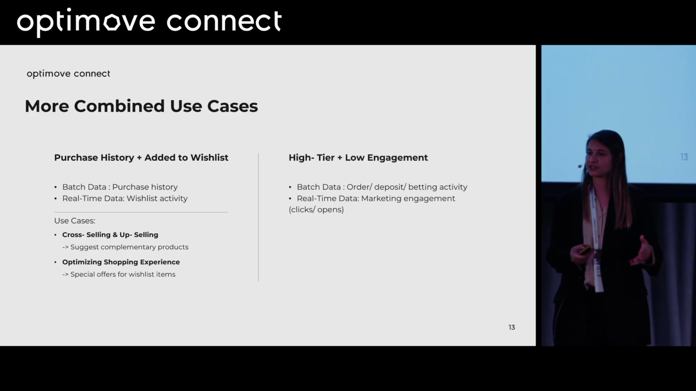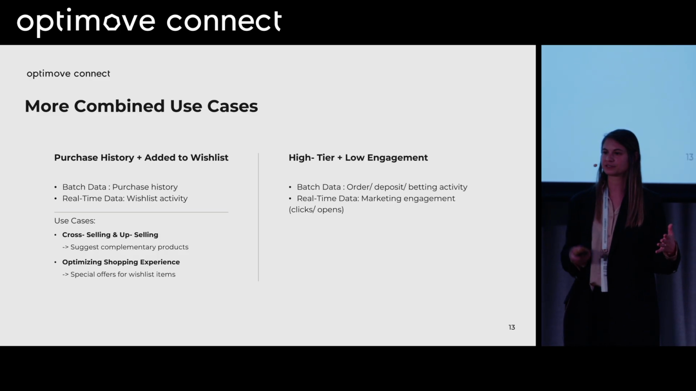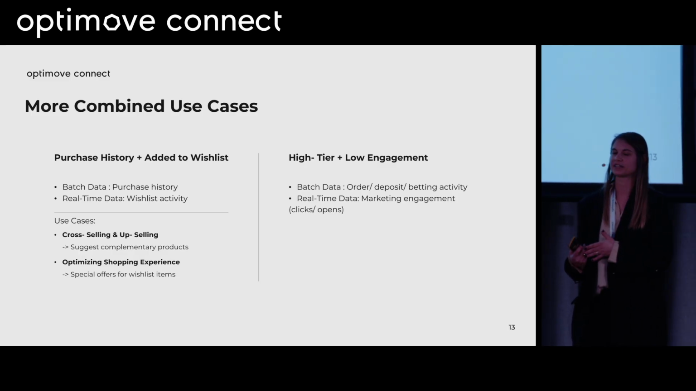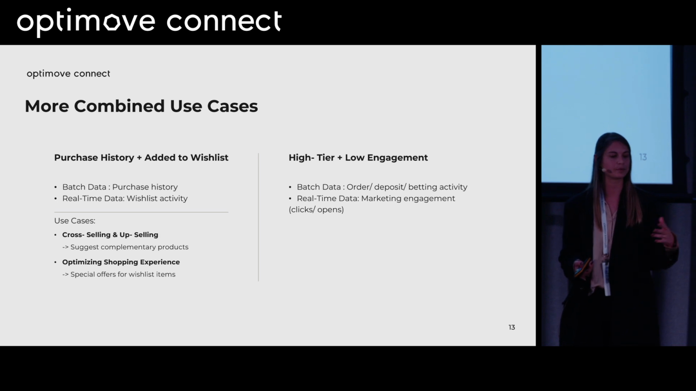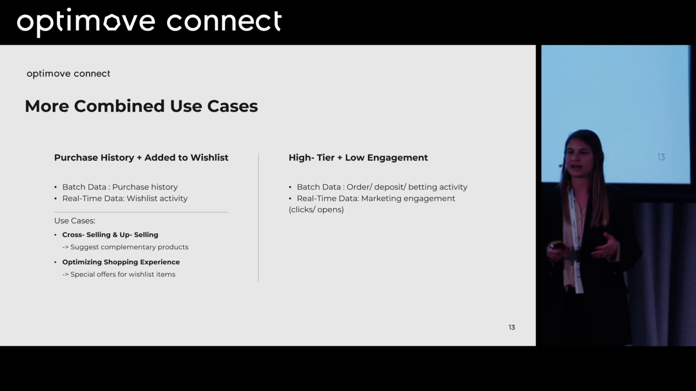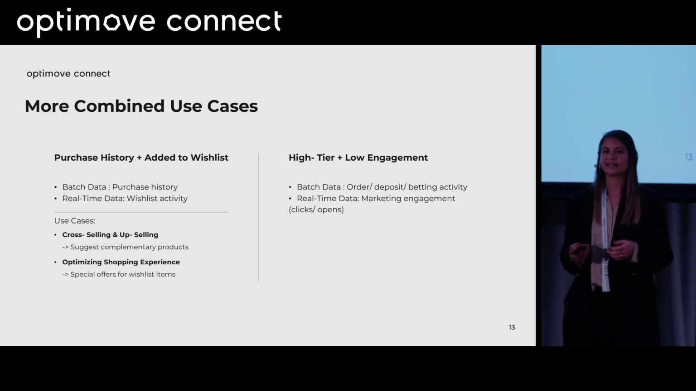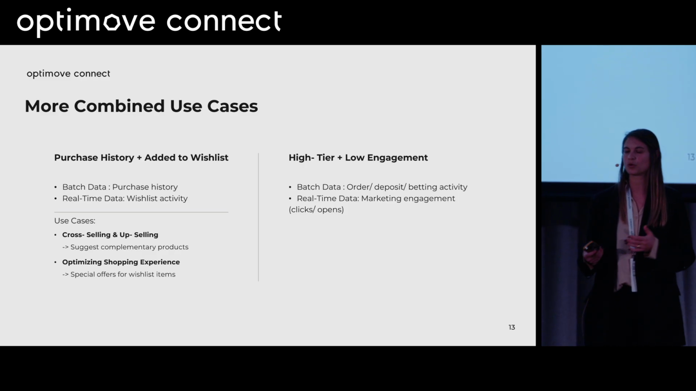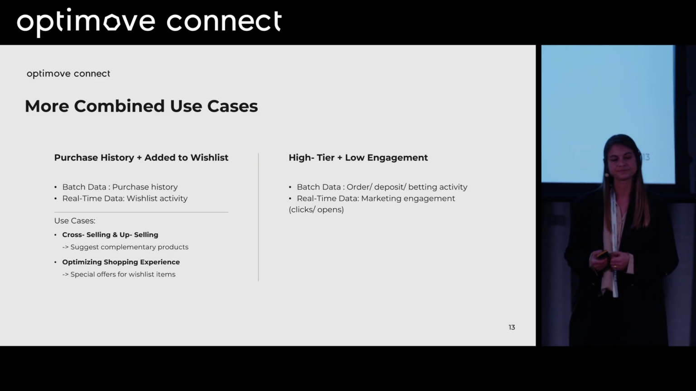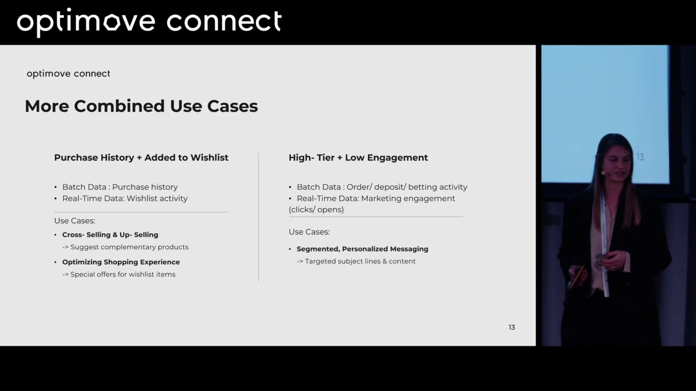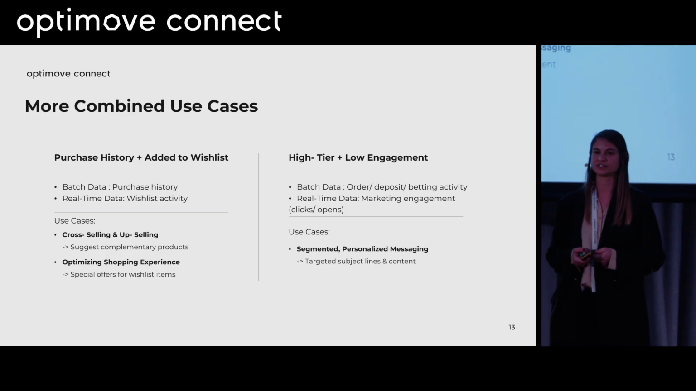Another combination of batch and real-time can be to look at high-tier customers with low engagement. So segmenting customers between the high, mid, or low-tier segments can be done by looking at their order, deposit, or betting activity that we have in the batch data. And engagement data is something that we receive from real-time events, seeing when customers have clicked or opened specific marketing messages. Now, we can use this combination to highly segment and send personalized messages.